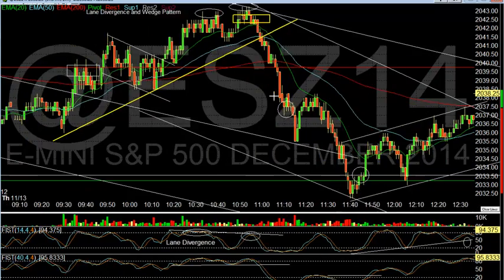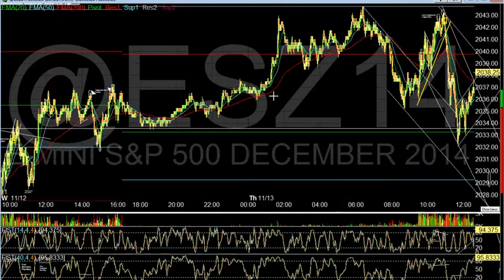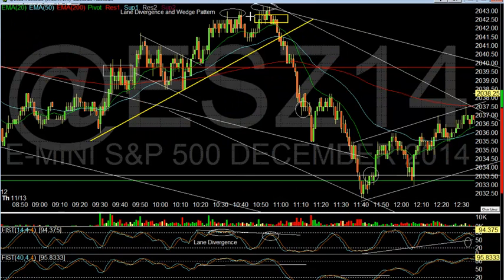I think also I was zooming out here. It looked like a perfect setup. It was a perfect setup. And boom, bang, all the way down. That trade was taken.